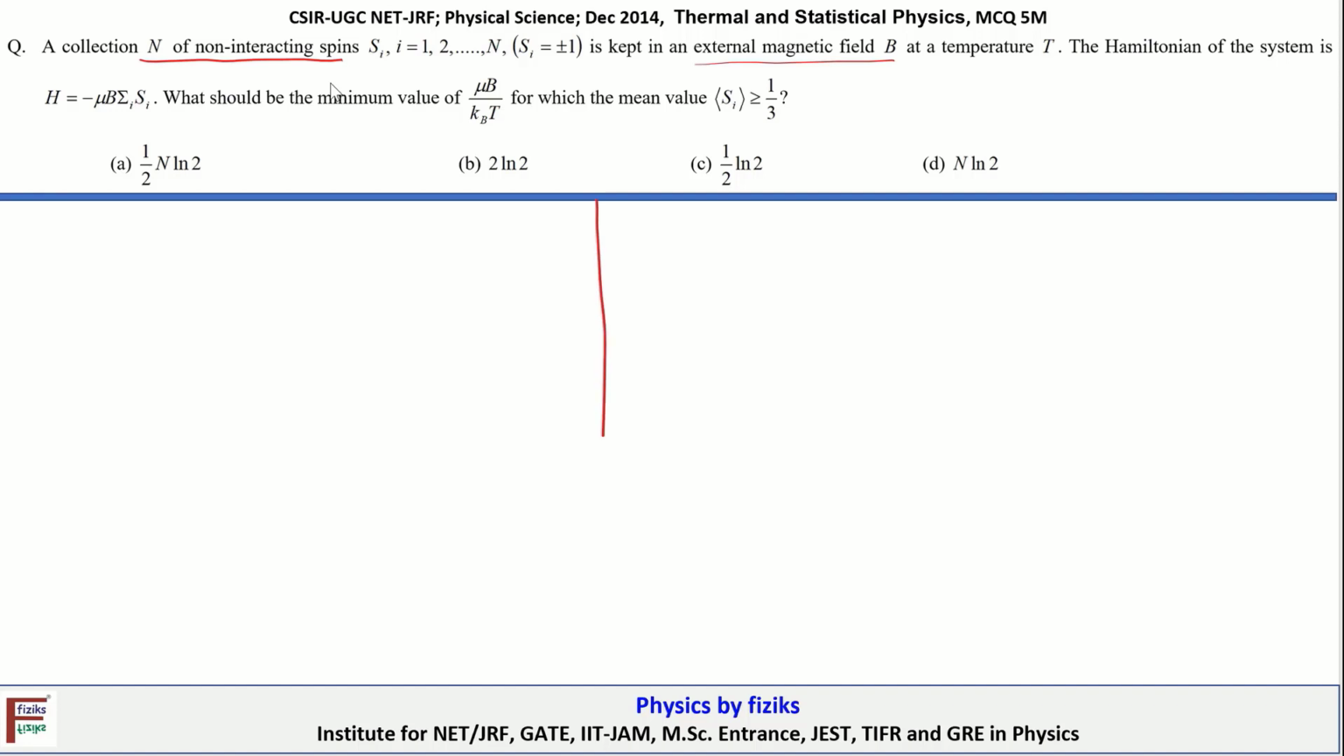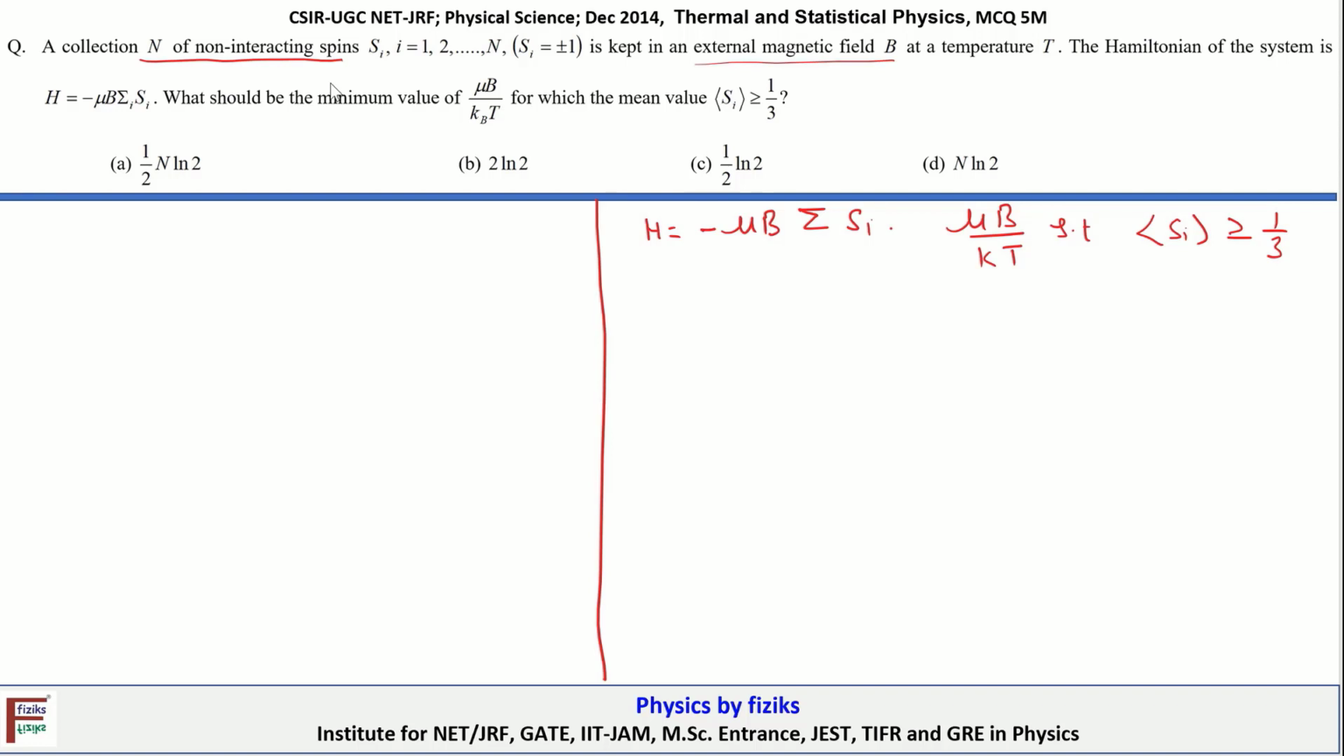So let me write the Hamiltonian, which is given to us: H is equal to minus mu B sum over S_i. Okay, what should be the minimum value of mu B upon kT, such that the average value of S_i is greater than or equal to 1 by 3? So we have to find the value of mu B by kT such that this condition is satisfied.